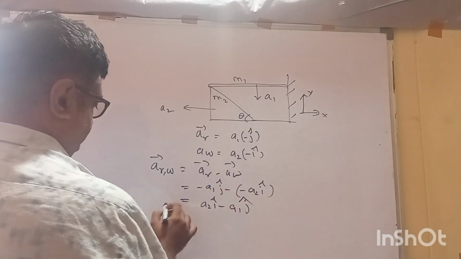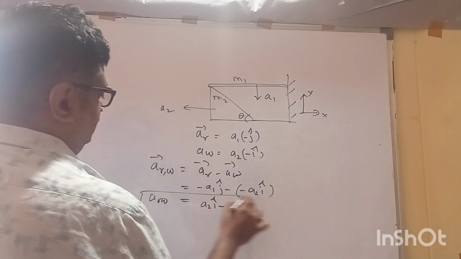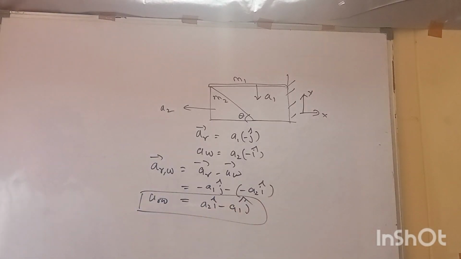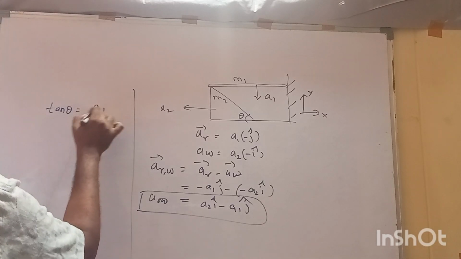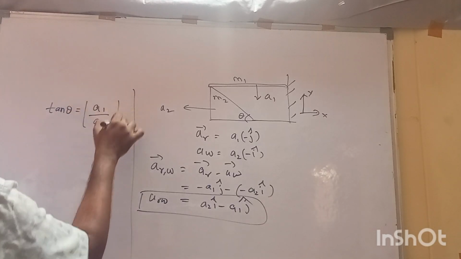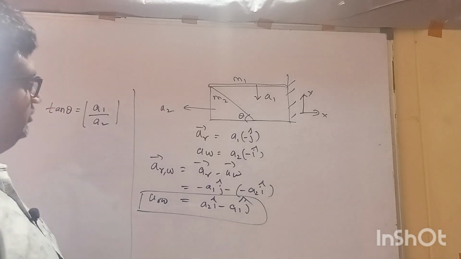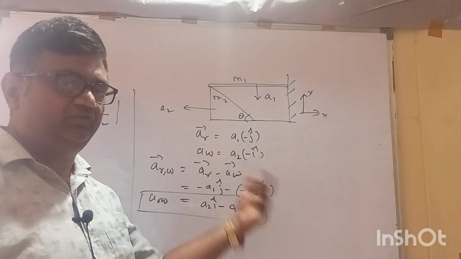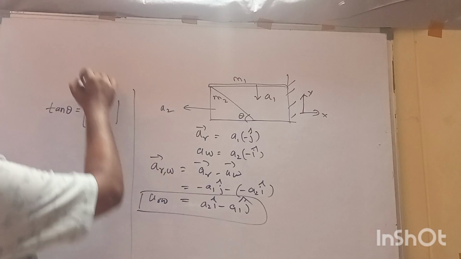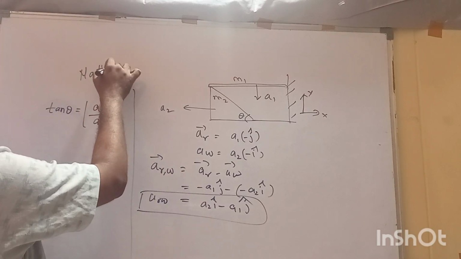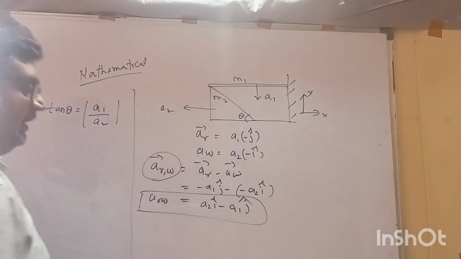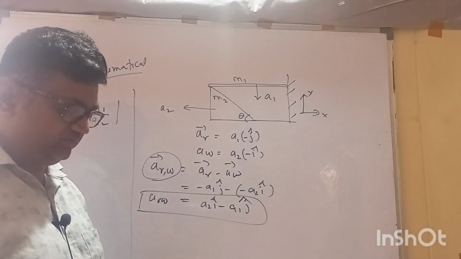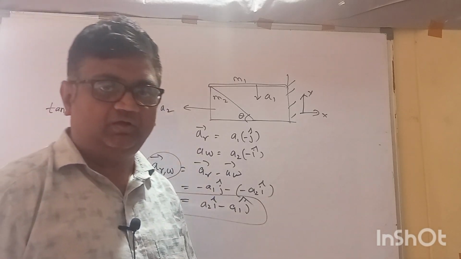So we got the vector, right? If a vector is given, how do we find the angle? The angle is always given by tan theta is equal to the y component divided by the x component. Here I am taking the mod value. The same expression we used in the previous illustration also. So this is the mathematical approach. Here you find the acceleration of the rod with respect to the wedge. So like this, these types of problems should be attempted.